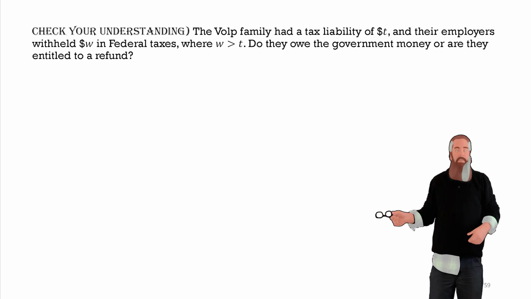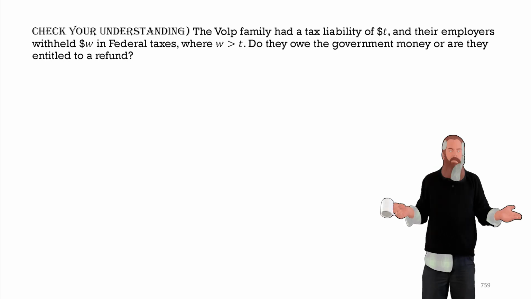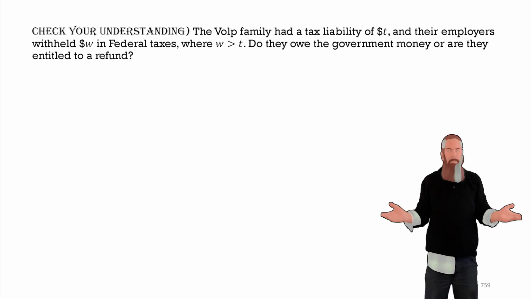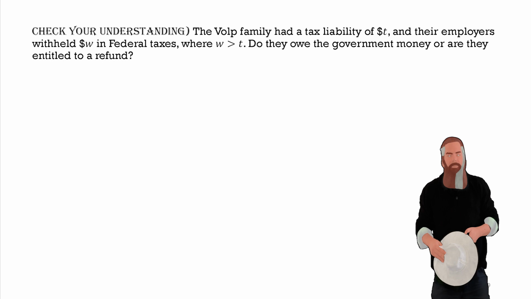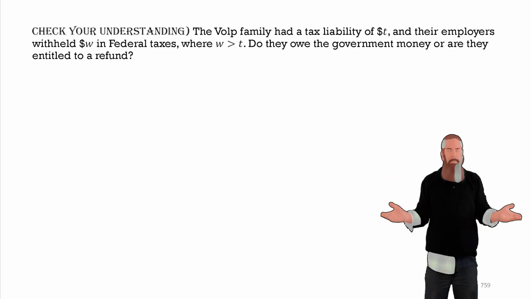Let's check our understanding. The Volpe family had a tax liability of T dollars, and their employers withheld W dollars in federal taxes, where W is greater than T. Do they owe the government money, or are they entitled to a refund? They are entitled to a refund since the employers took out more than their tax liability.